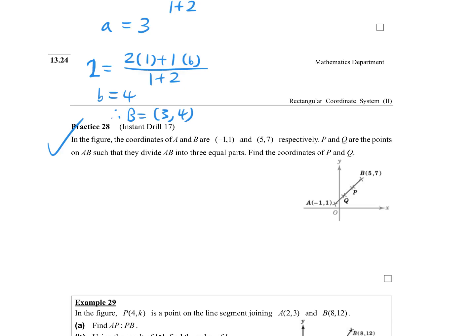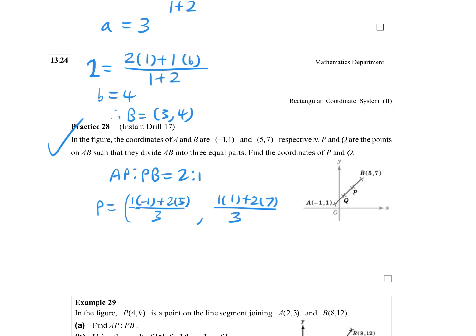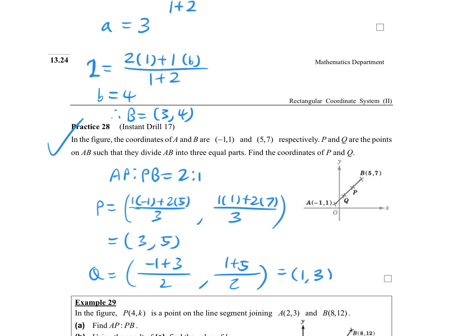And in the second part, note that 3 equal parts means that AP to PB is 2-to-1. Meaning that you can apply the section formula directly. The x coordinate of P is 1 times the x coordinate of A, plus 2 times the x coordinate of B, and for the y, 1 times the y coordinate of A plus 2 times the y coordinate of B, and taking the average gives you 3, 5. And then to find Q, of course, you can reapply the section formula, or if you trust your calculations above, you can just apply the midpoint formula, which is slightly easier. As your classmate mentioned, the section formula will look slightly complicated. All right?